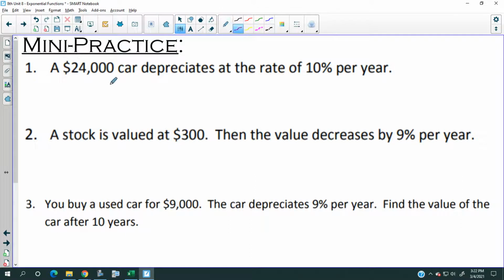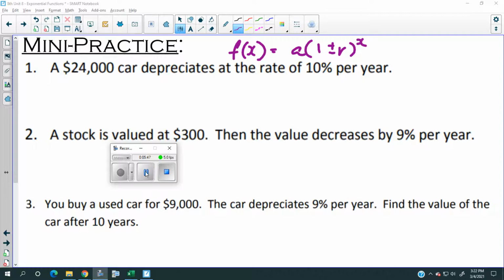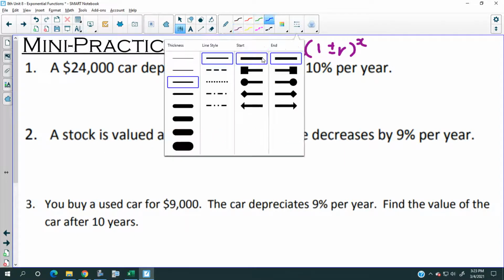Now I like to usually put the formula right at the top. So f of x is a times 1 plus or minus r, to the x. Again, it could be add or subtract. Knowing that, let's try these questions.